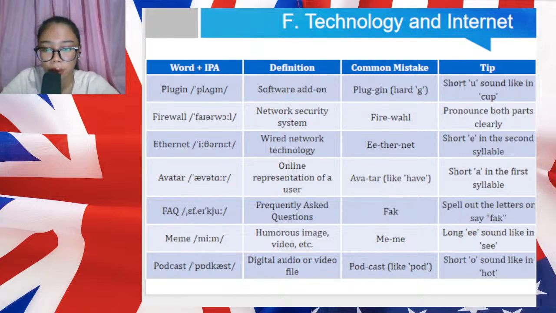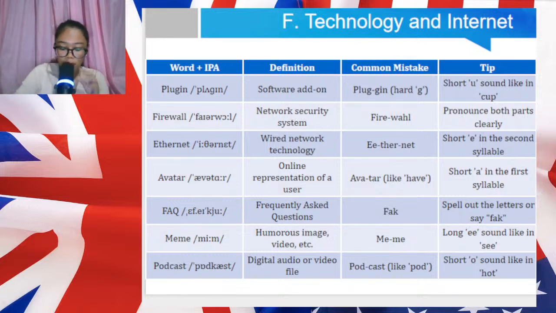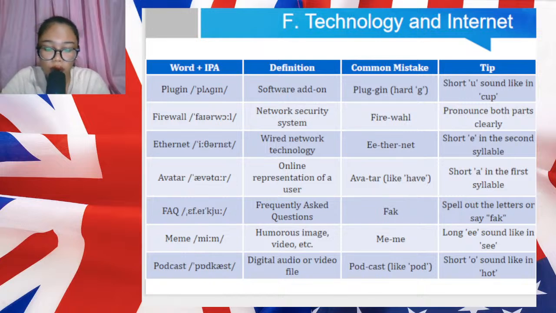Next, we have firewall. Firewall. It is a network security system. So firewall is a compound word, fire plus wall. The common mistake of blending it into firewall obscures the distinct parts.